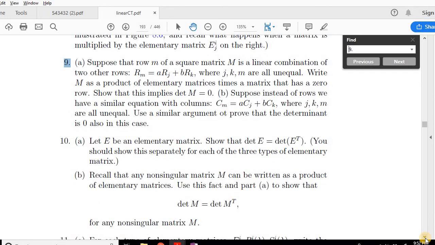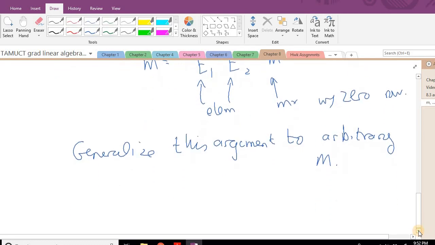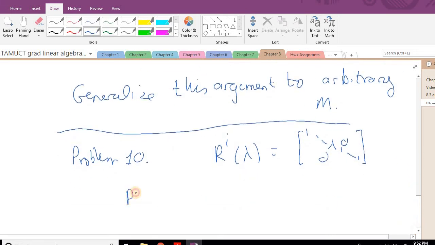For instance, one of the elementary matrices is, I think, R_i of lambda. So this is problem 10. Okay, R_i of lambda, right? What that does is that it multiplies row i by lambda. What does it look like? Right, very good. So what is R_i of lambda transpose? Same thing. So that's showing you that the transpose of this elementary matrix is an elementary matrix.